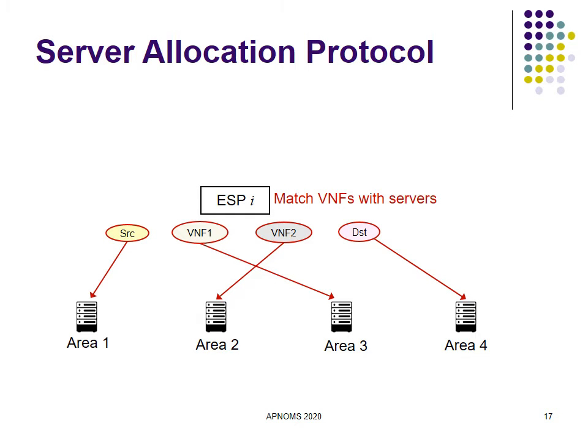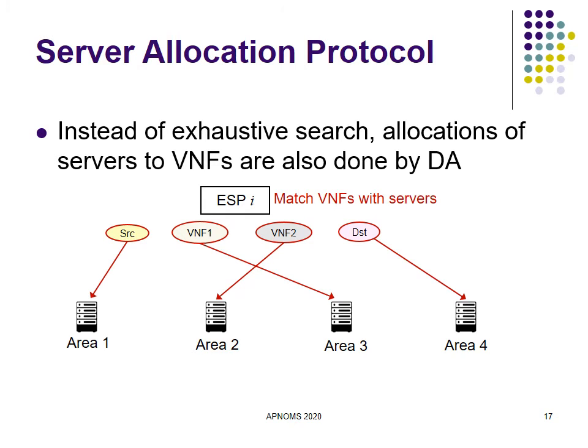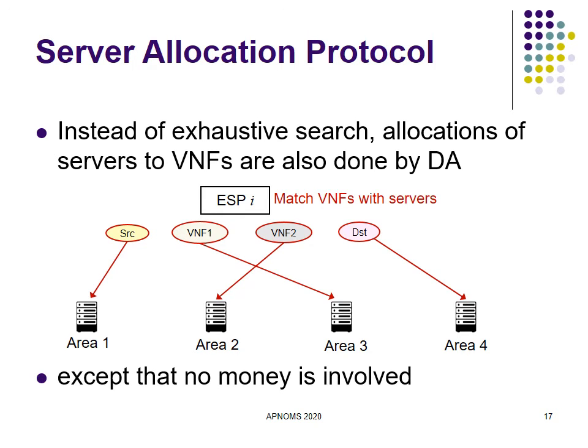Then another issue is about server allocation. Instead of exhaustive search, we allocate servers to VNFs based on the same idea as DA. So we match VNFs in a service chain with servers. Here we have 4 VNFs. Then we have a lot of servers, and we try to match VNFs with servers by DA. But here the difference is we do not have money involved. The preferences of the VNFs and the servers are both based on the allocation cost.